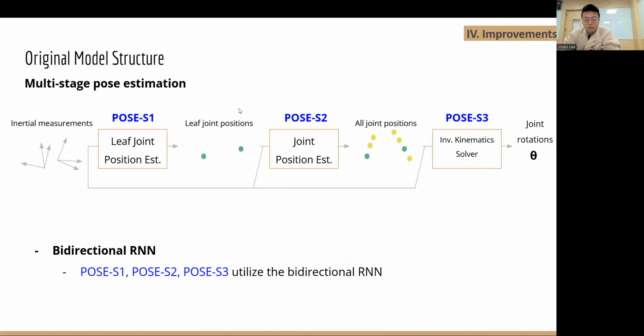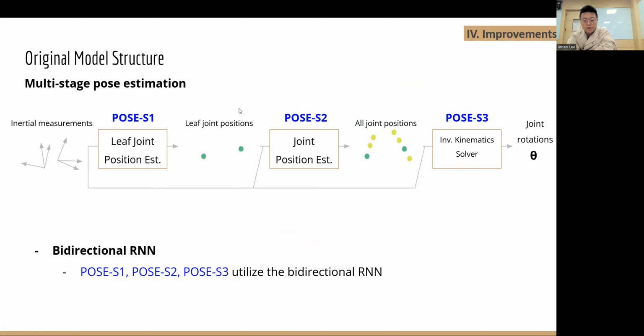Now let's see the model structure. The original pipeline can be divided into 2 subtasks, and the given figure shows one of them. It's estimating joint rotation to predict the user's pose. As you can see, there are 3 stages utilizing bidirectional RNN models.